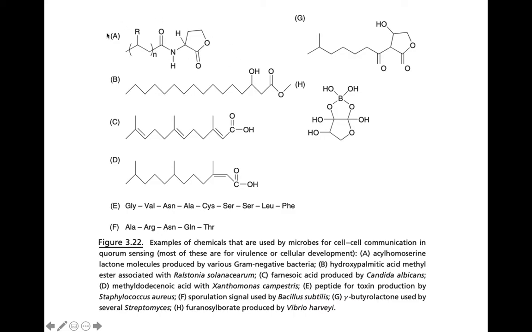So you expect quorum sensing gram negatives to make use of AHL as their primary autoinducer. Now we also have another example, hydroxypalmitic acid methyl ester, which we associate with the Ralstonia genus. And then for a yeast, we have farnesoic acid as an example of autoinducer. Okay, so the others, I will leave to you if you want to read further about them.